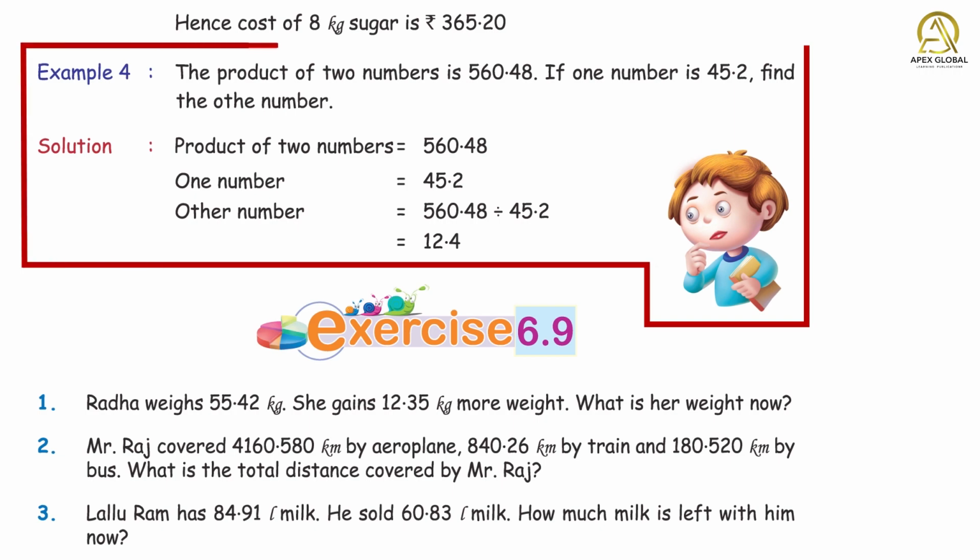Example 4. The product of two numbers is 560.48. If one number is 45.2, find the other number. Solution. Product of two numbers equals 560.48. One number 45.2, other number 560.48 divided by 45.2 equals 12.4.